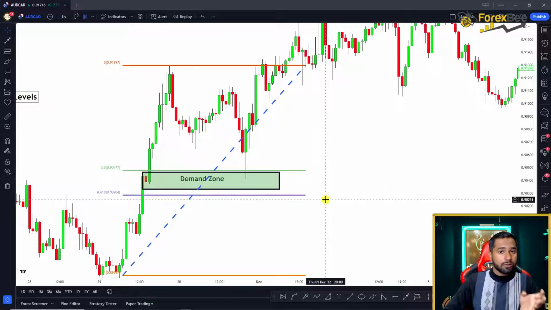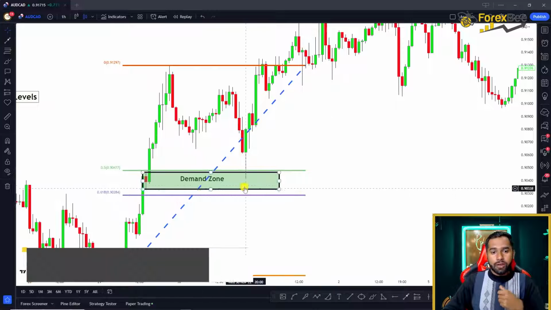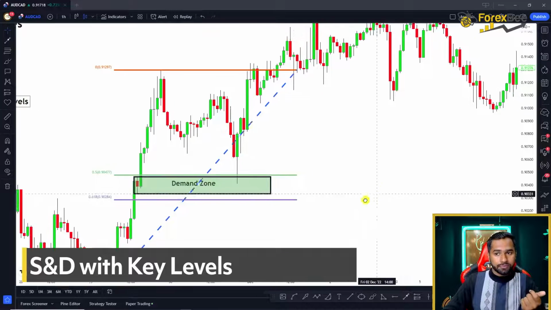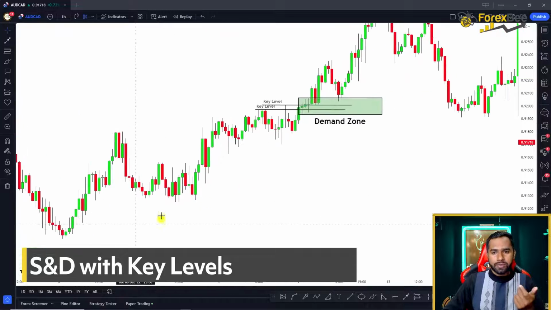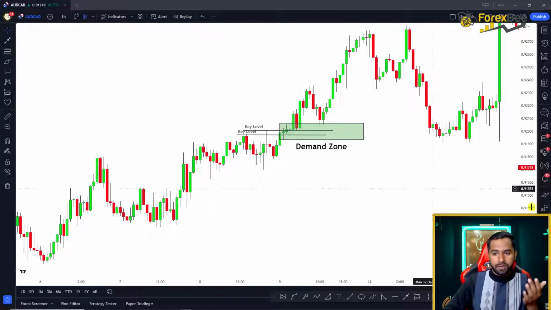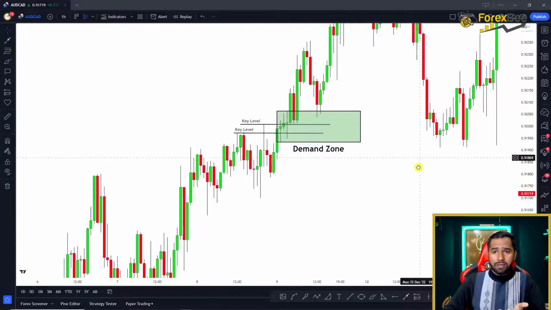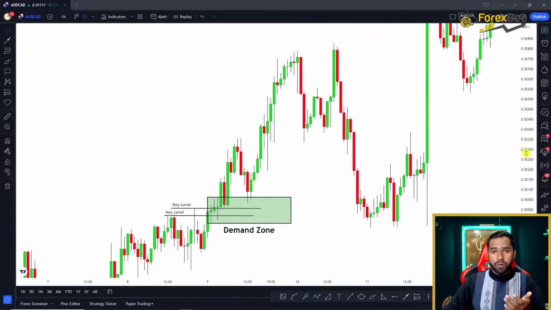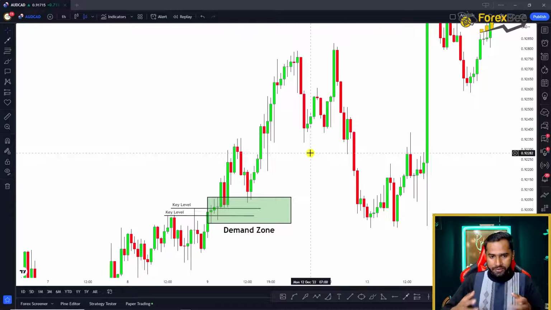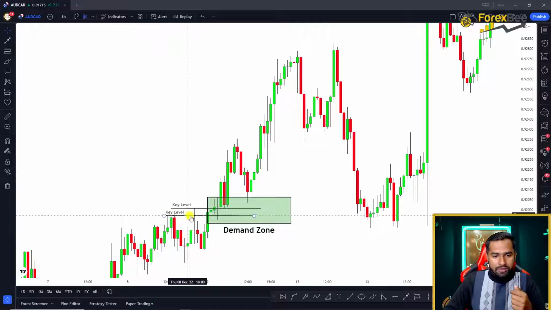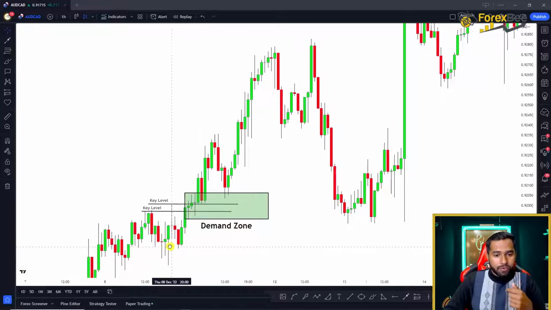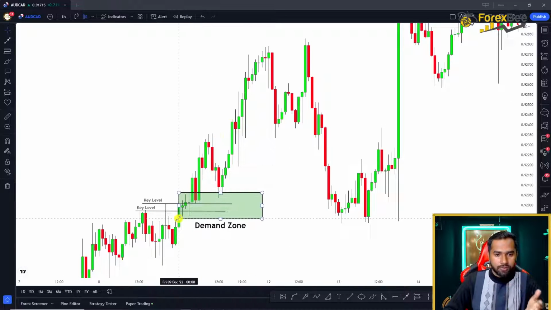Now let's talk about the other confluence that you can use along with the supply and demand zones. And that other confluence is the formation of key levels. Now, a key level is any level that is important for price action. And if we look at this key level, first of all, let's look at this bullish move, okay?